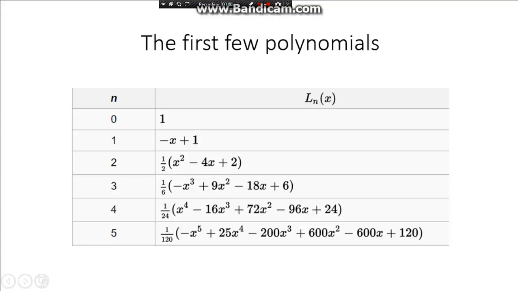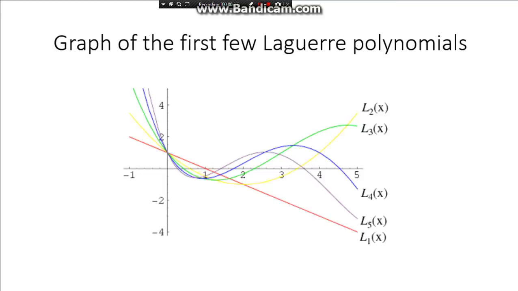Let's move on to the first few polynomials of Laguerre, which are listed in this table. We see that for n equal to 0, the Laguerre polynomial of x is 1, and for n equal to 1, it is minus x plus 1, and so on. Now listed here is the graph of the first few Laguerre polynomials.